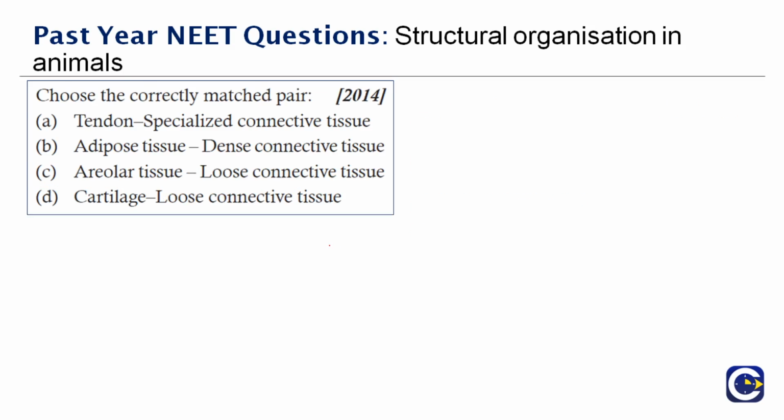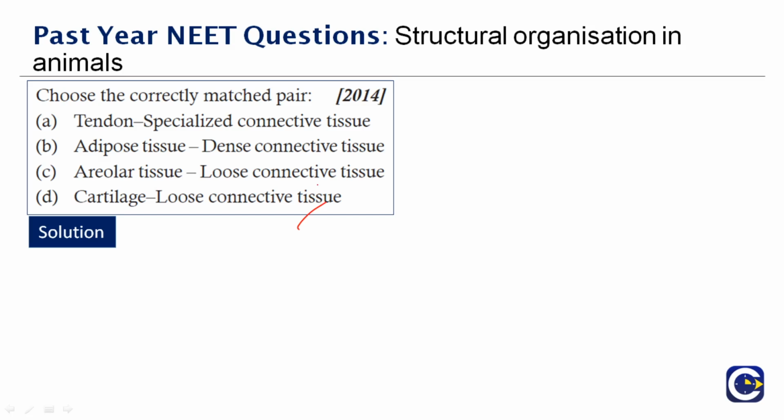Okay. Next question. Choose the correctly matched pair. Again, you have to check option-wise. Tendon, specialized connective tissue. Adipose tissue, dense connective tissue. Areolar tissue is a loose connective tissue. Cartilage is a loose connective tissue. Tendons are dense regular connective tissue, so they are not specialized connective tissue.